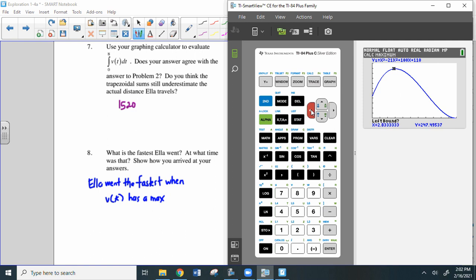You don't want to do the absolute biggest. We're just watching the y values to see where it's roughly the biggest, and then go a little bit to the left of that, then go back and wait till it starts going down again, that's the right, and then take your guess somewhere in the middle, okay? And then it will calculate the maximum for you. All right, and so what is the fastest Ella went? Okay, that's the actual y value. All right, at what time was that?